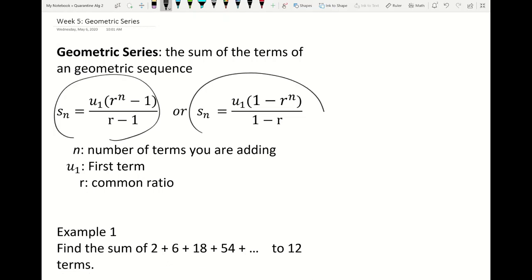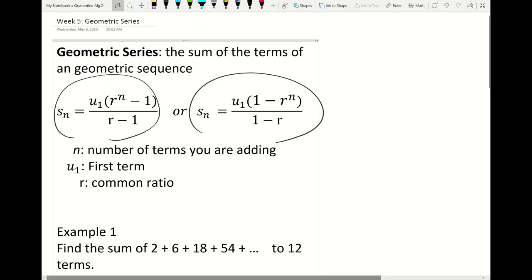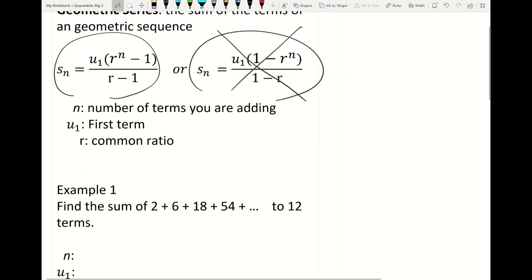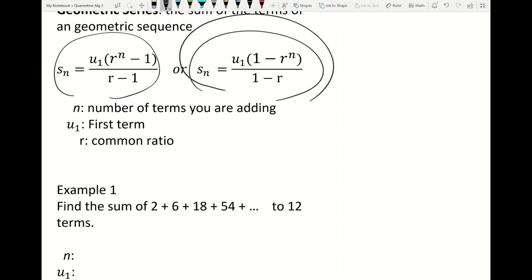Here's the first one and the second one. You notice that these two do look alike. Essentially, they are pretty much the same. You can even forget about the one on the right side and just use the left one for all the problems. However, the right formula will be useful if the common ratio R is negative or less than 1. We'll talk about that in the following examples.